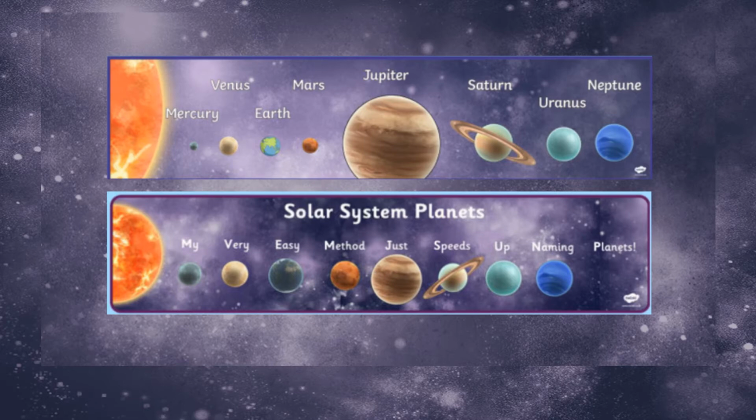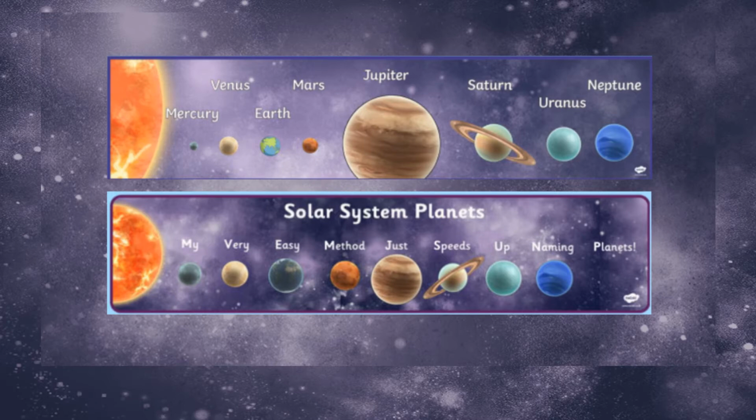And yesterday I taught you a way of trying to remember the order of those planets. So say this along with me at home. My very easy method just speeds up naming planets. Say it again. My very easy method just speeds up naming planets.